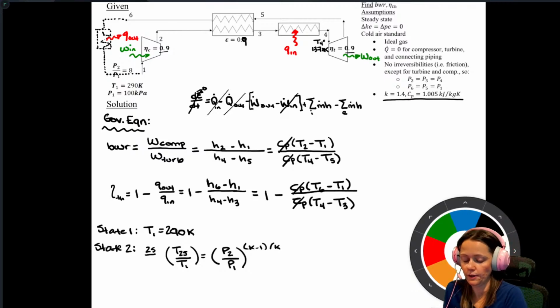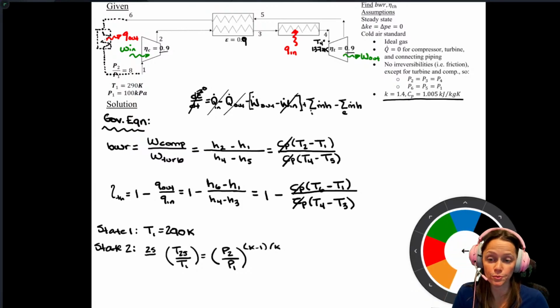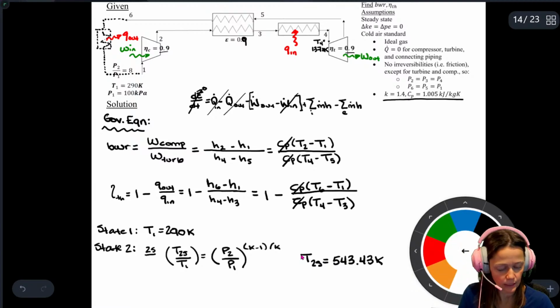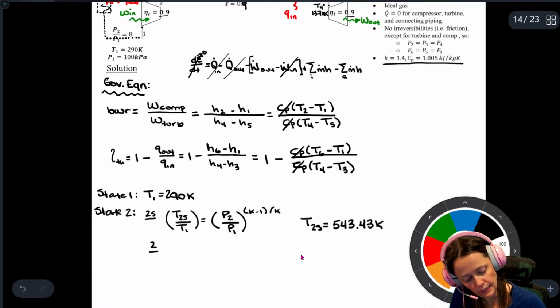Now let me plug this in here. So our pressure ratio is 8. Got 543.43, so 543.4 Kelvin. And then of course, for this one I've got to use my isentropic efficiency, so 90%. Ideally, you wouldn't have to put as much work into it. That's a smaller number, so it's going to be on top.